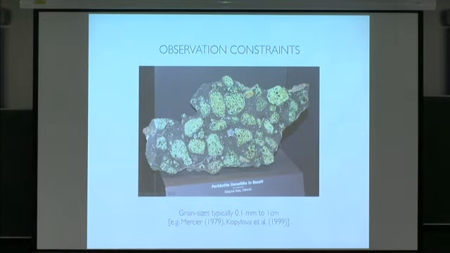Observational constraints on grain size. This is an example of xenoliths. And the grain size that we're typically expecting is 0.1 millimeter to about a centimeter.